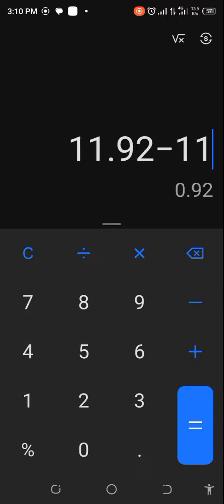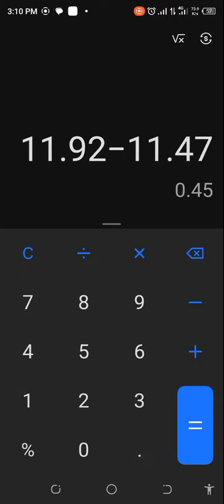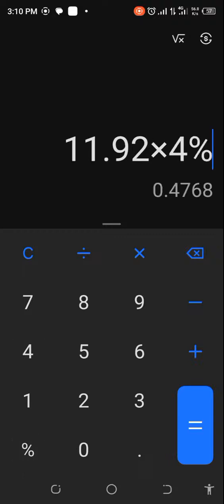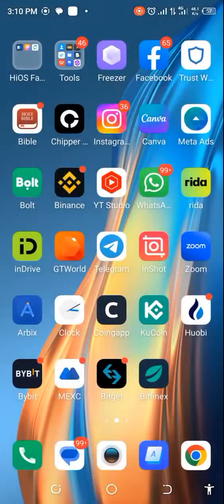So that's 11.92, and we had minus 11.47. Okay, about 45 cents. What would we call this one now? I think that's about 4%. So we're just in that range. So we're kind of good. That's exactly what we have now. Let's go ahead and see what we will get in real life.